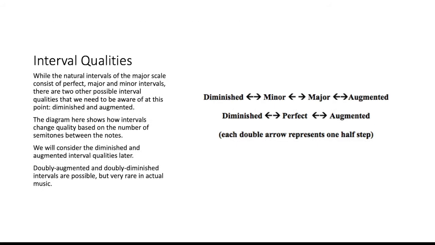Interval qualities. While the natural intervals of the major scale consist of perfect, major and minor intervals, there are two other possible interval qualities that we need to be aware of at this point: diminished and augmented. The diagram here to the right shows how intervals change quality based on the number of semitones between the notes. We will consider the diminished and augmented interval qualities later. Doubly augmented and doubly diminished intervals are also possible, but are very rare in actual music.